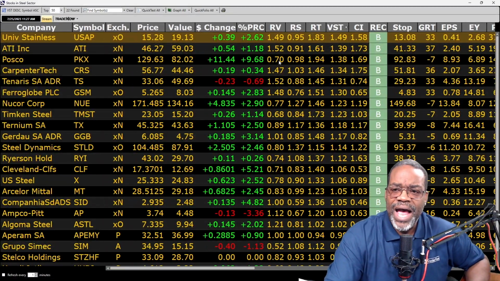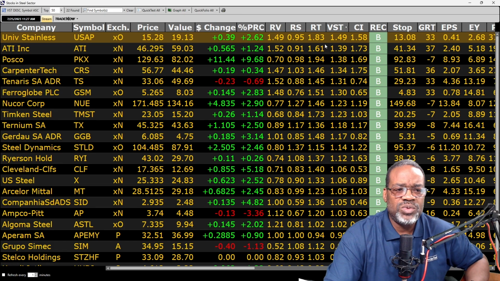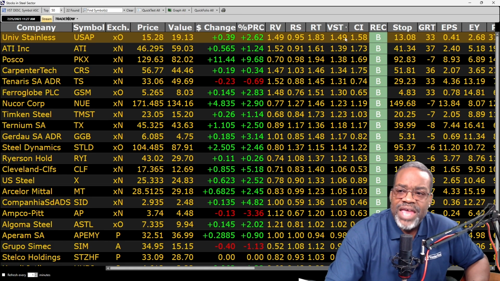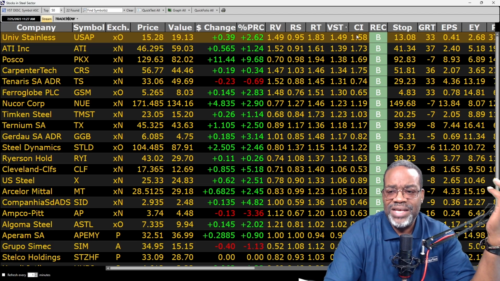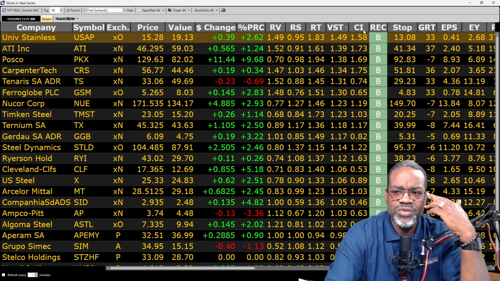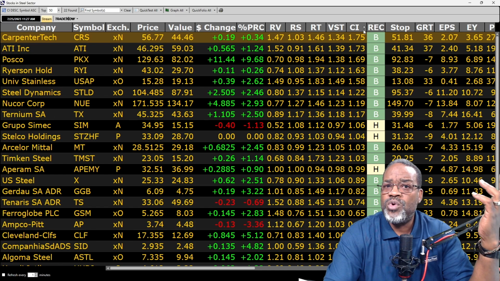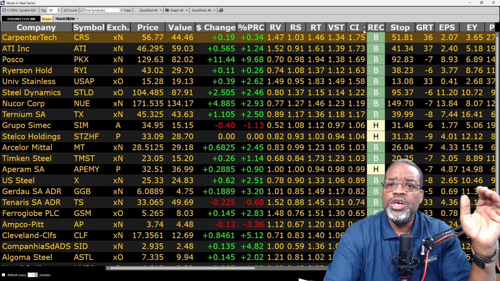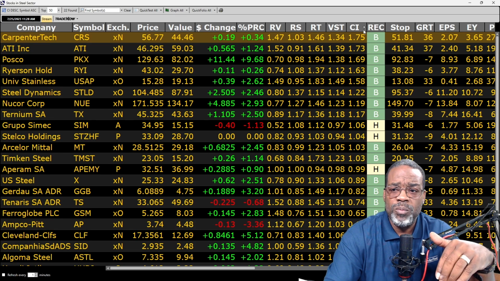When we're looking at a stock, we're sorting by VST, so the stocks with the highest VST are at the top of the list. And then I'm going to also look at CI. Let's sort this by CI real quick. These are the stocks that go up more than they go down, showing their resilience to big or substantial pullbacks in the market.